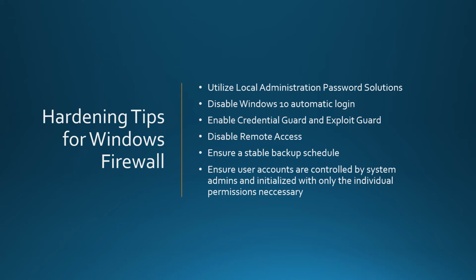Hardening tips for Windows Firewall include utilizing local administration password solutions. It's basically a password manager that tries to stop lateral escalation, where certain administrators put the one admin username and password combination for pretty much all their systems. So what this does is, it uses a time-based password reset to automatically update and store a password in a secure application on the server.